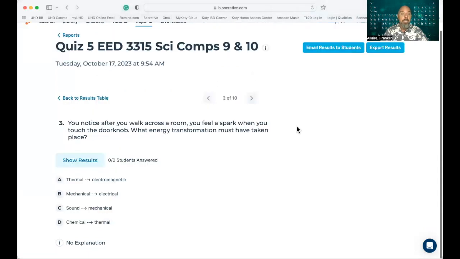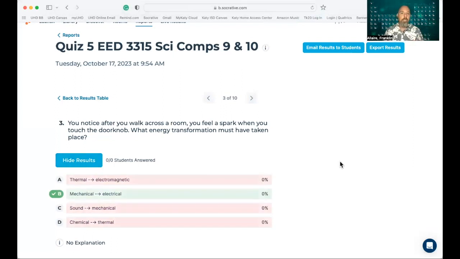Number 3, you notice that after you walk across a room, you feel a spark when you touch the doorknob. What energy transformation must have taken place? So this is very simply mechanical to electrical.